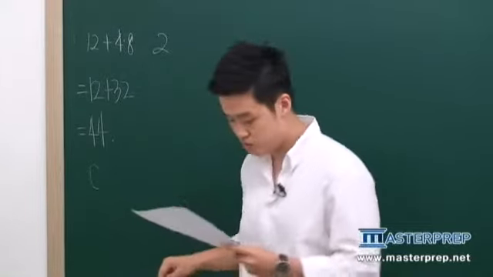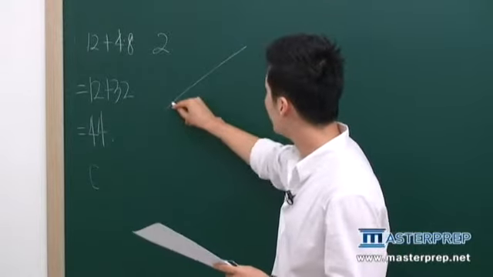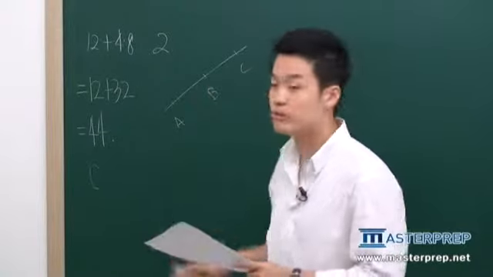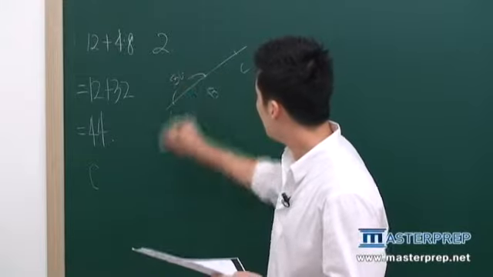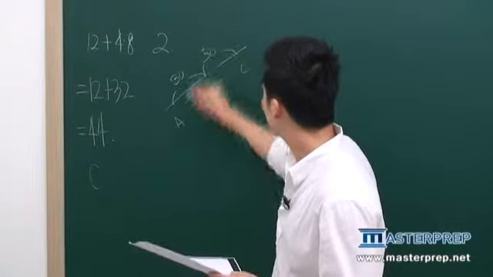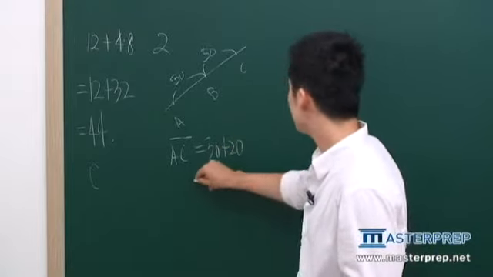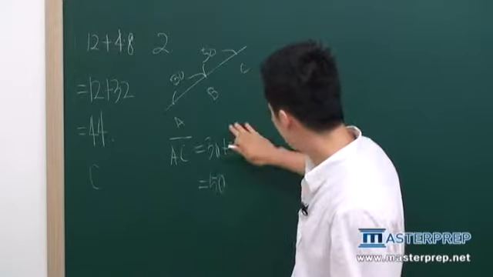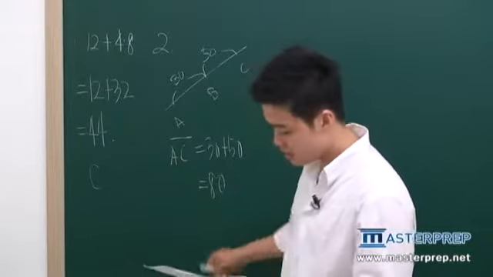Okay, so let's begin with 2. We have A, B, C. So we have a line, and we have A, B, and C, not drawn to scale. And we know that AB is 30. And BC is 20 more than AB, which means this is 50. So AC is actually equal to 30 plus 50, which is 80. So the answer is D.